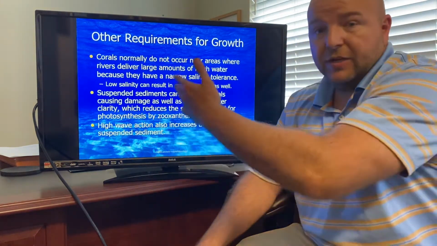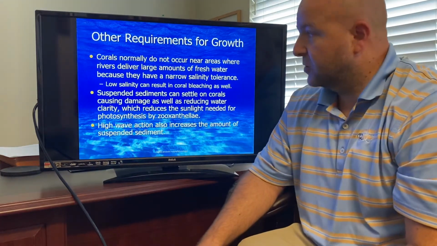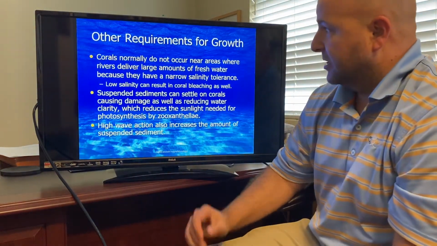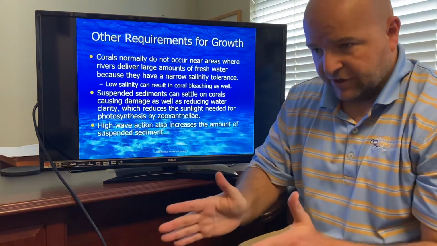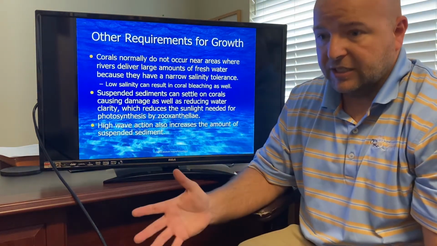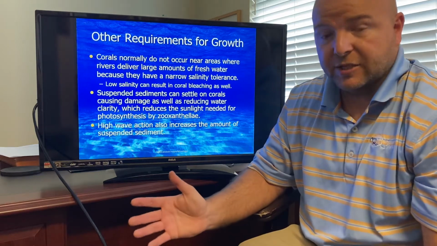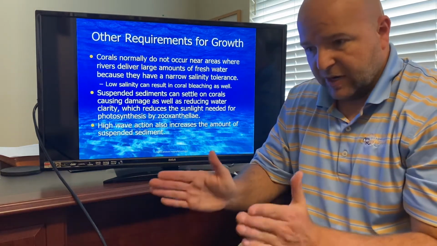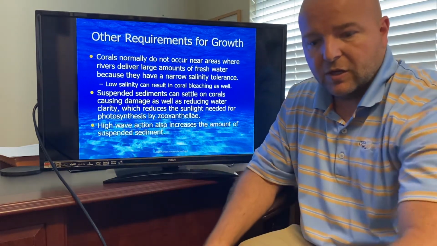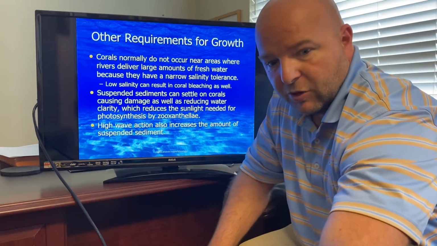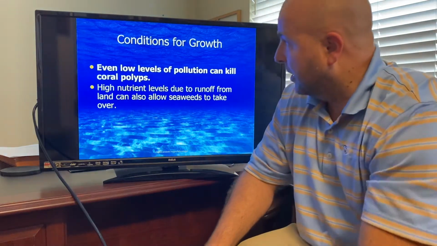We noticed that coral requires a specific salinity for growth. I mean, it's not going to grow where there's lots of fresh water. Actually, it needs a pretty high salinity, but it's a very narrow window. Not too much salt, and you can't have not enough salt. You've got to have just the right amount. Kind of a Goldilocks sort of situation there.